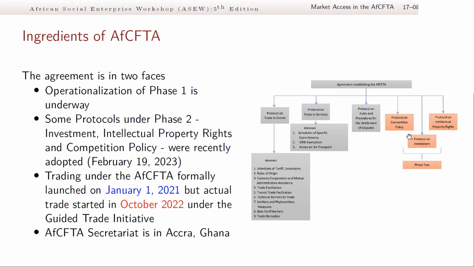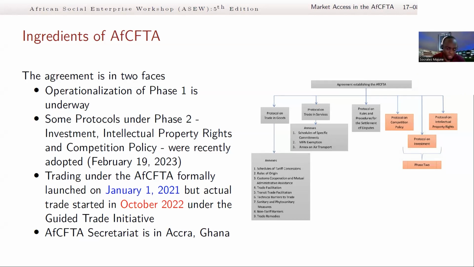Phase two is about the protocol on competition policy, then the protocol on investment, and also intellectual property rights. If you are inventing something as a social enterprise, how do we secure your invention? That comes under phase two. So far, operationalization of phase one is underway, and some protocols under phase two have been agreed upon. For instance, the protocols on investment, intellectual property rights, and competition policy were agreed upon around mid-February this year.